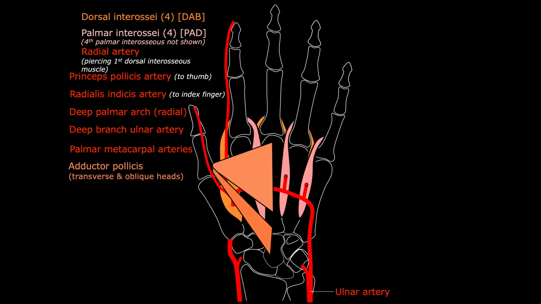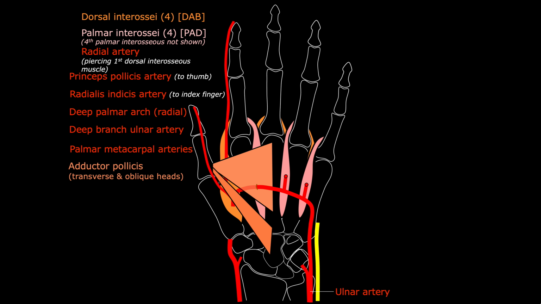Are we good? Now my radial artery, which I told you runs in the floor of the anatomical snuff box, pierces the first dorsal interossei, and it also pierces the transverse head of my adductor pollicis muscle to complete its journey to meet its counterpart, the ulnar artery.